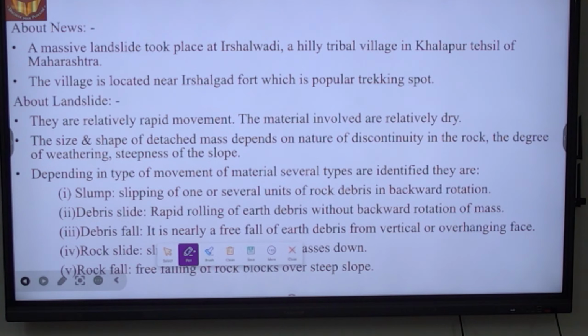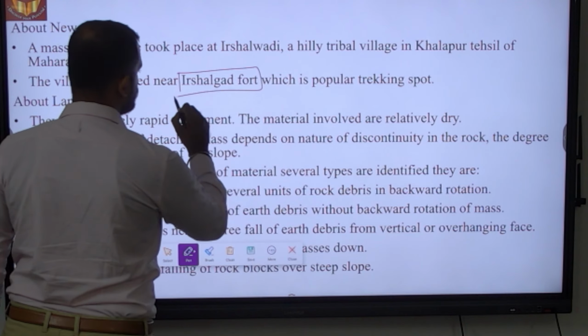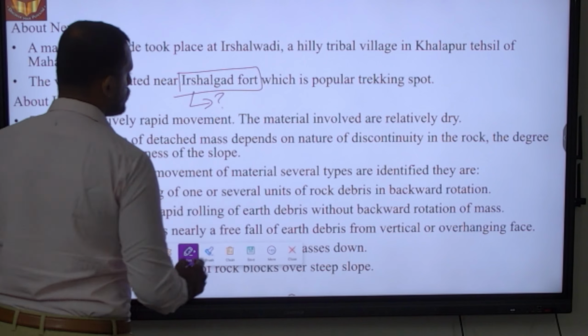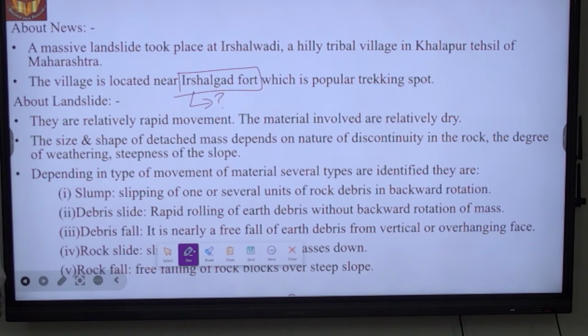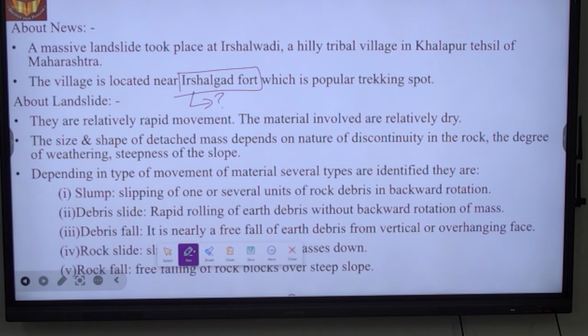Since the incident has taken place in Irshalwadi village, a tribal village located near Irshalgarh Fort, we should know about this fort also. So what is this fort famous for? As I have mentioned, it is famous for trekking. And what are the other mineral resources? Who are the tribes, what kind of soils, what kind of vegetation, what kind of climatic condition that this area supports?